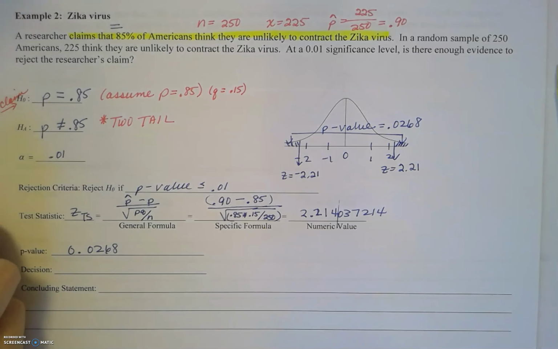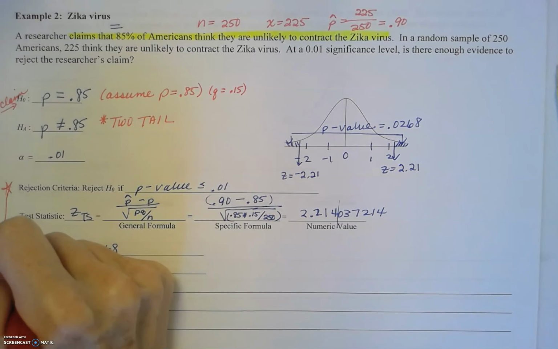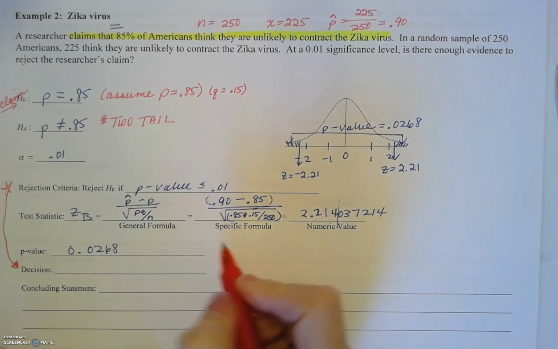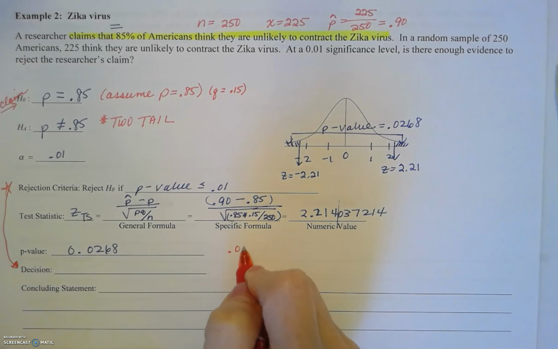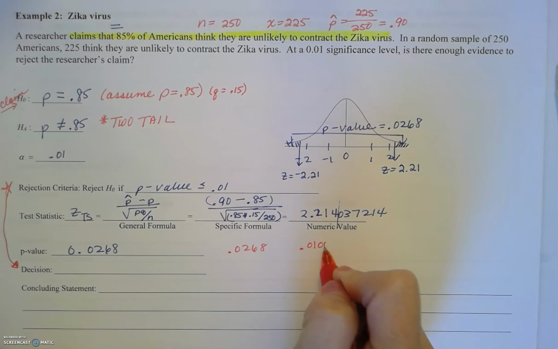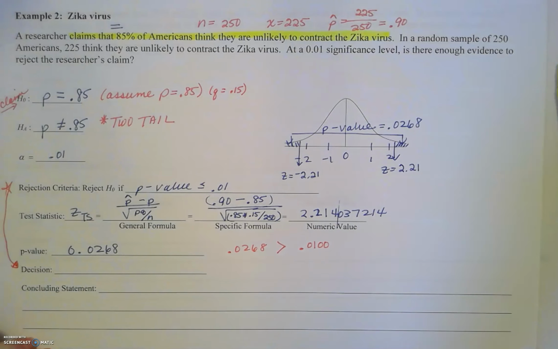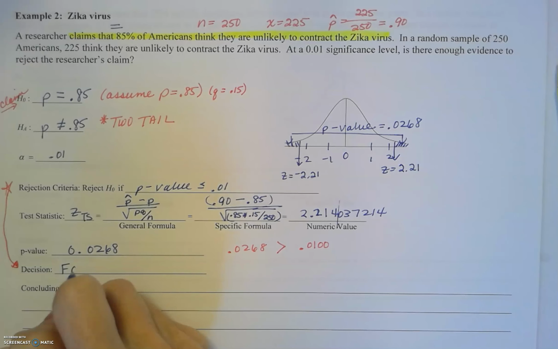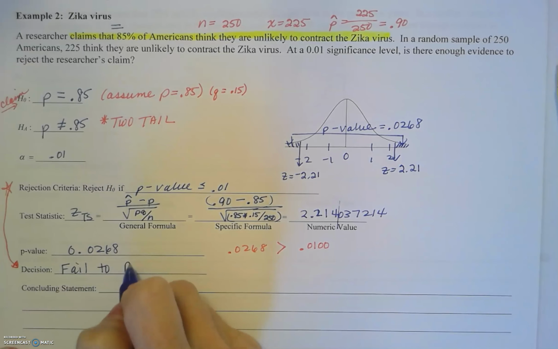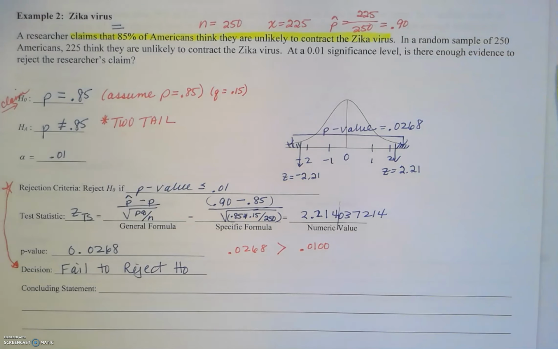Now, according to our rejection criteria, we have to figure out our decision. We reject if our p-value, 0.0268, is less than or equal to 0.01. I'm going to add a couple of zeros to help us out. So this is greater than 0.01, not less than or equal to. So our decision is going to be fail to reject the null hypothesis.